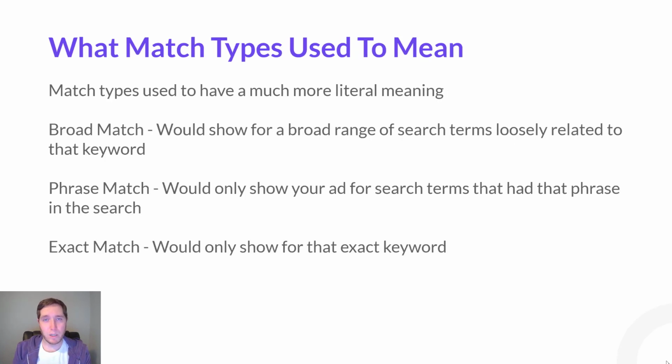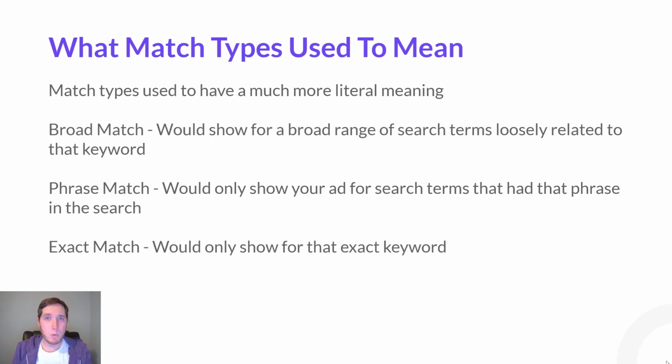So if you ever advertised on Google Ads in the past, you might remember what match types used to mean. And I figure it might be helpful to go over this, especially if you haven't advertised on Google in a while, or if you're just learning and you're trying to figure out why these things are called what they're called. Essentially, match types used to be much more literal. So a broad match type with no modifiers, like the name would suggest, would show for a broad range of searches that were loosely related to that keyword.